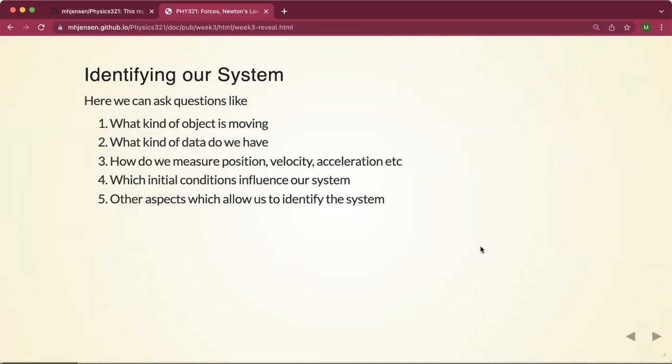Then we need to think of what kind of data we have. So in the first homework, you actually have Usain Bolt moving. So you have position and time. That's the data you have. You may ask, how do you measure position? How do you measure velocity, acceleration?